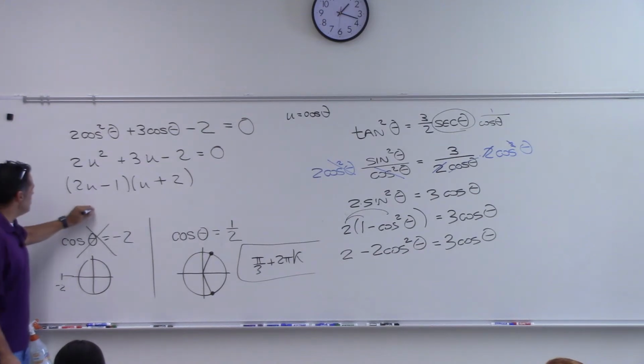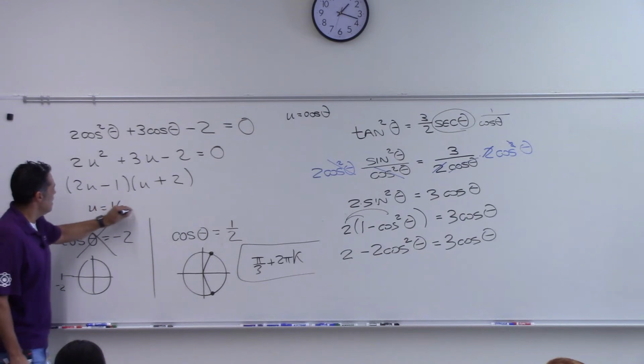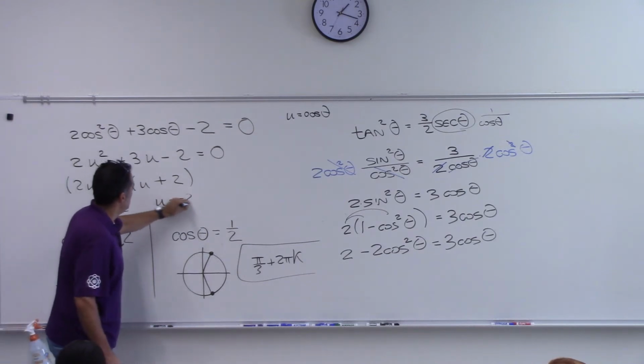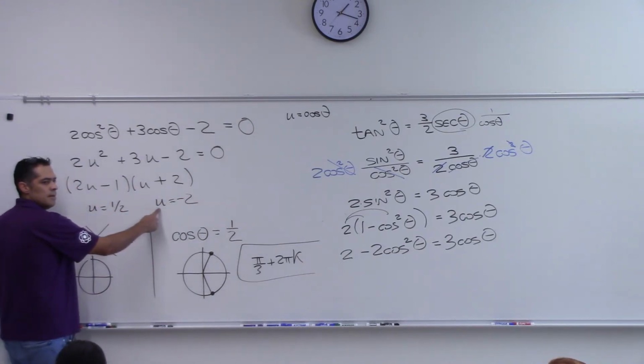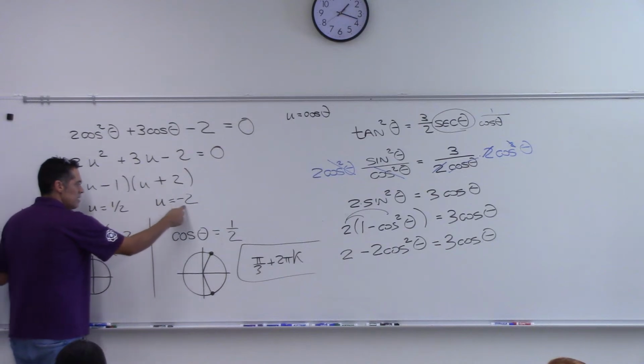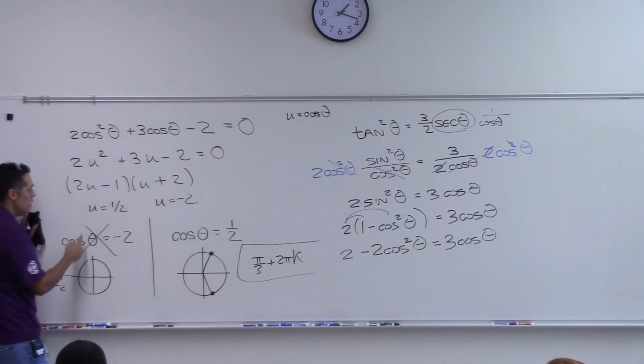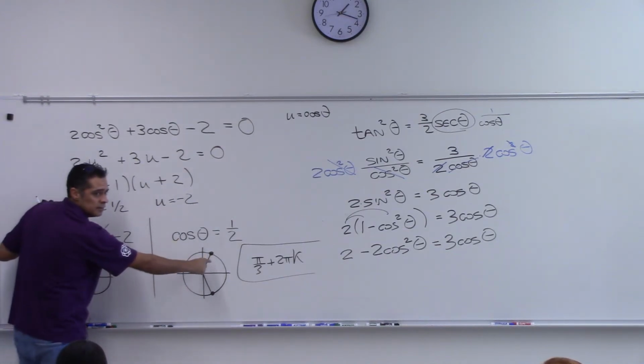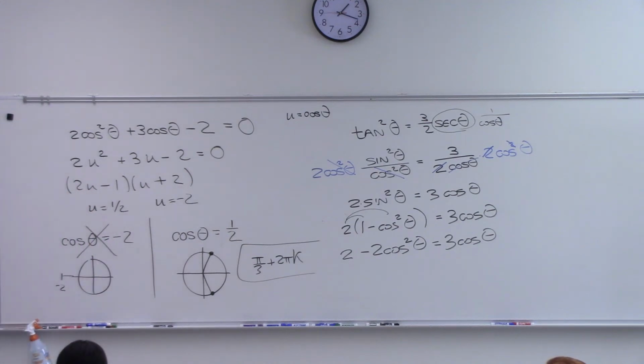Solve that for u. u is a half. And here u is negative 2. But what's u? Cosine theta. So this is cosine theta is negative 2. And this one is cosine theta is a half. Same 2 solutions. Same exact end result, right? Good question. All right.